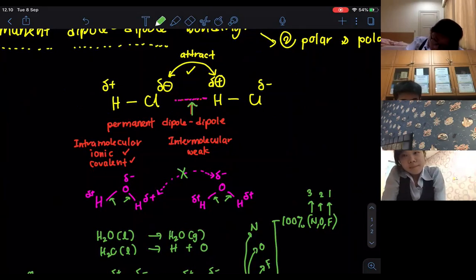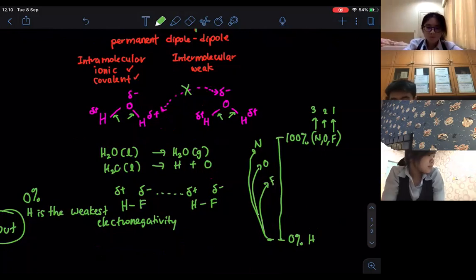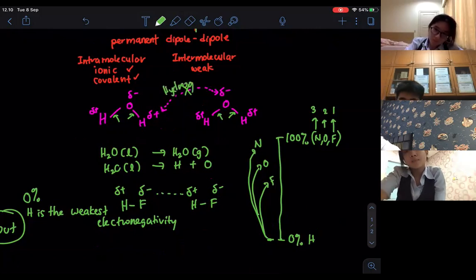Okay, now water and water is polar and polar, is permanent dipole bonding. So Catherine, do you think this is hydrogen bonding? Yes. Okay, this is hydrogen bonding because why? It's the bonding between hydrogen and oxygen.